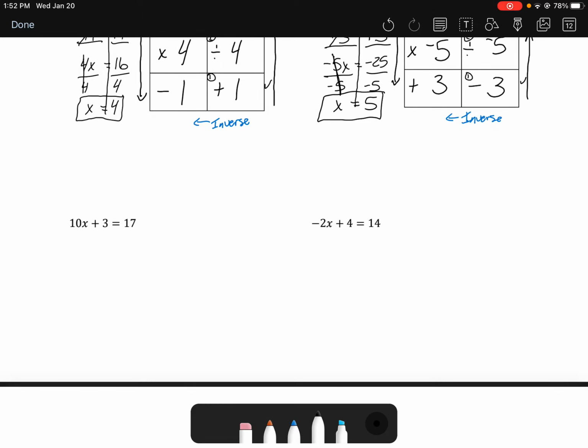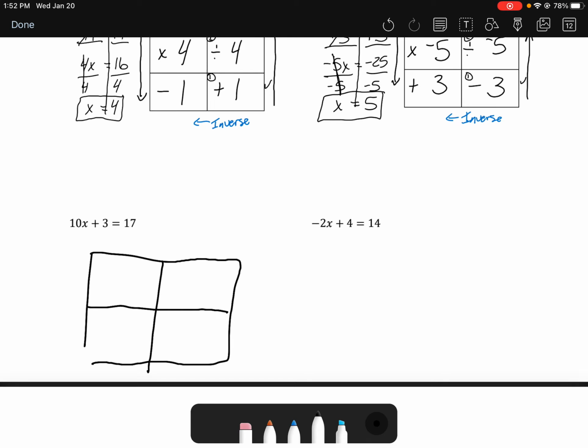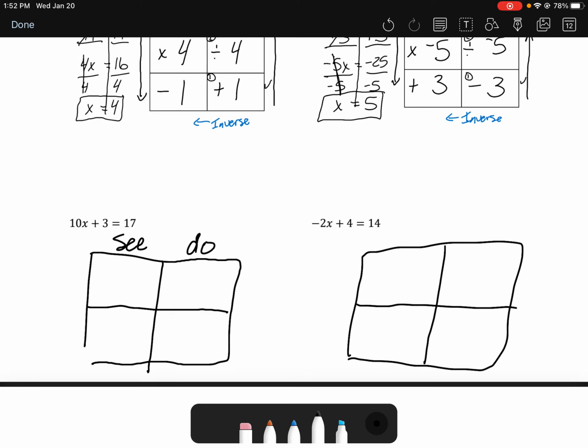Below, I have 2 equations here. I don't want you guys to solve these. All I want you to do is to create a see-do table. I want you guys to try to pause the video right now and fill out the see-do table on your own. And then when you're done, unpause it and we'll go over the answers.